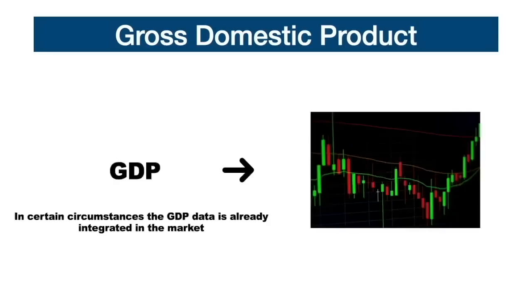The GDP figure may not always be reflected by the market. Often GDP data is already partially integrated into the market, meaning the market may not react as expected once the data is released. GDP is a lagging indicator, which means that it is only calculated at the end of the concentration period. Therefore, it does not take into account real-time economic change. However, this all depends on the expectations of the analysts.